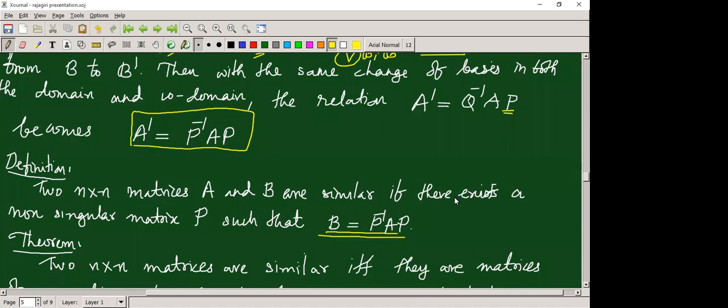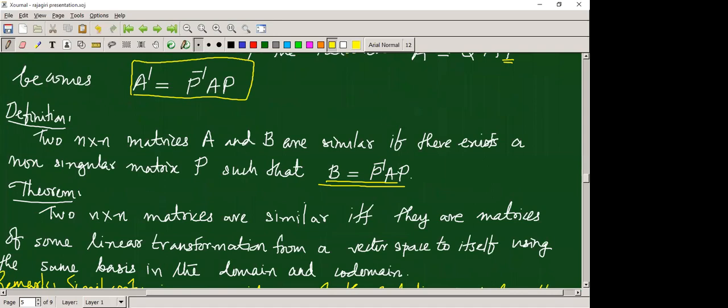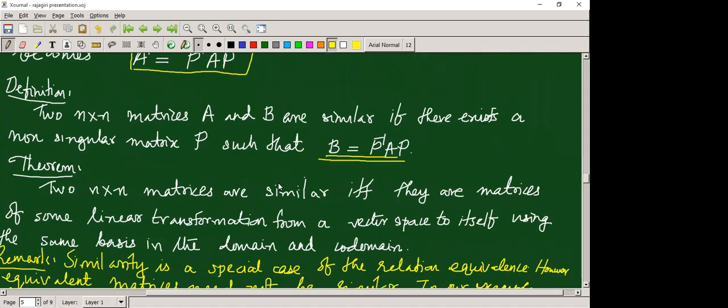So what is the meaning of this definition when we consider linear transformation? That is why I think this is in the following theorem. Okay, yes. So this is the theorem. Two n by n matrices are similar if and only if they are matrices of some linear transformation from a vector space to itself using the same basis in the domain and codomain.